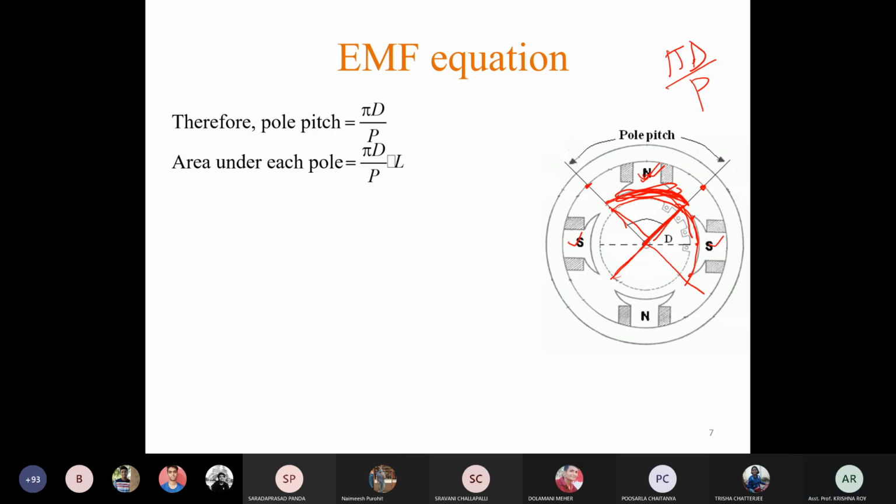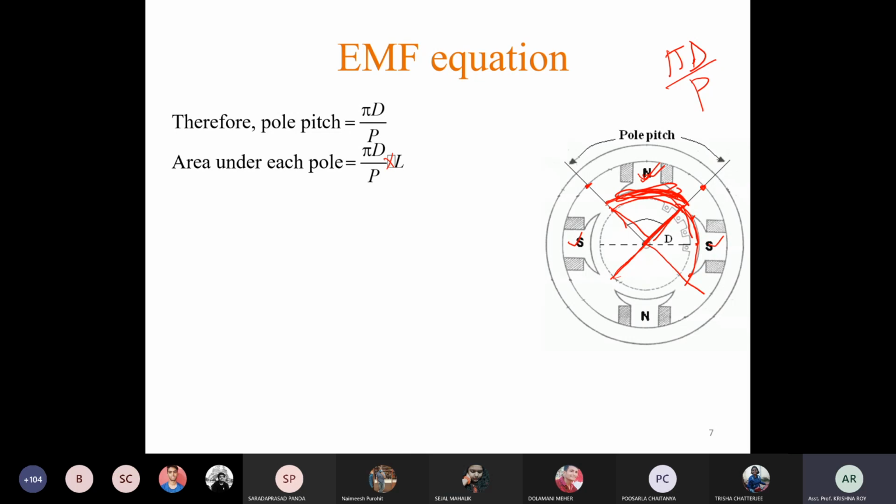So pi d by p into the length of the rotor L is equal to the area under each pole. That means this is the area through which flux is coming out from this north pole, or flux is entering a south pole. Is it clear? Area under each pole, is it clear or not? Yes, sir.